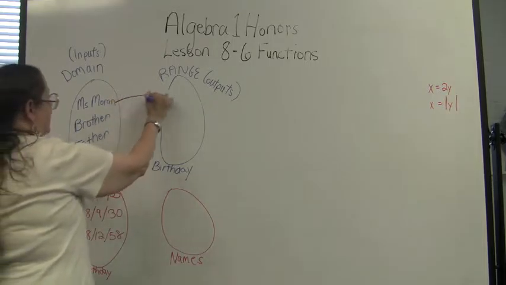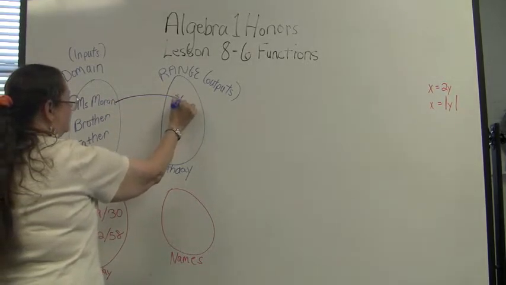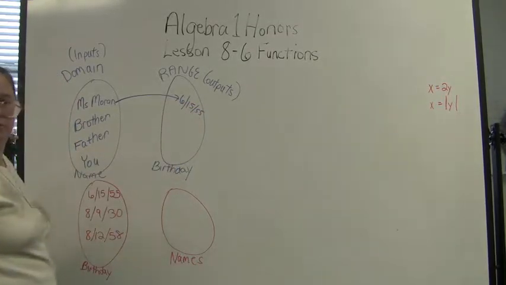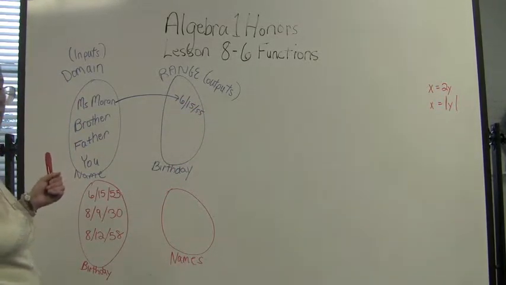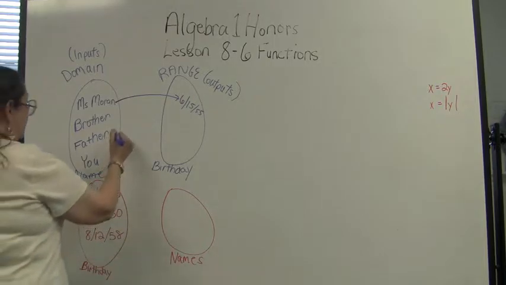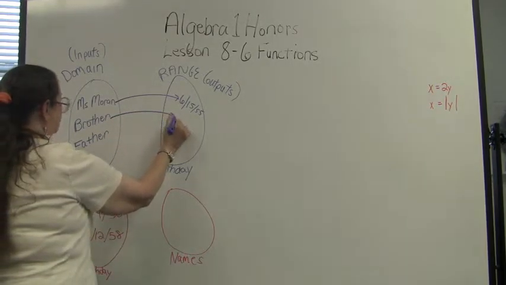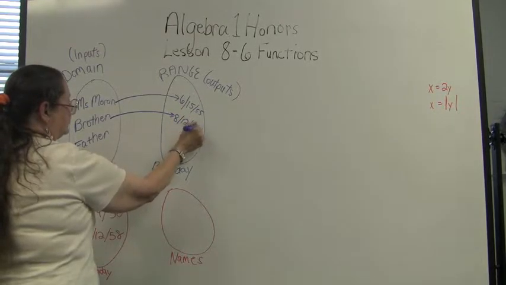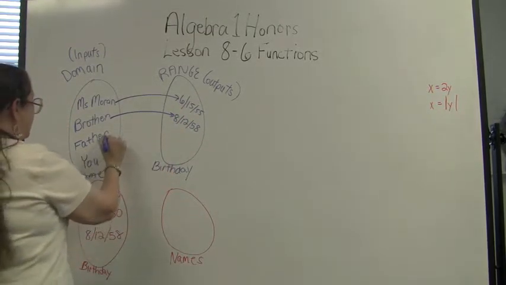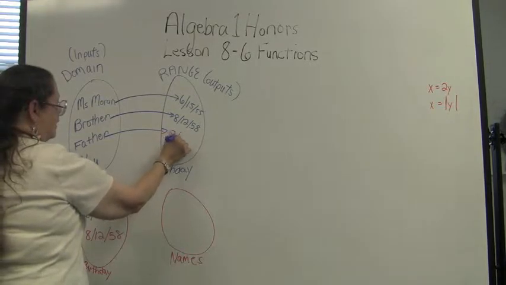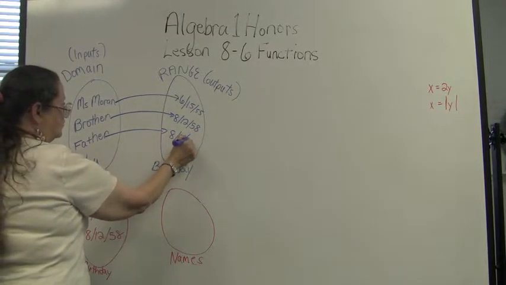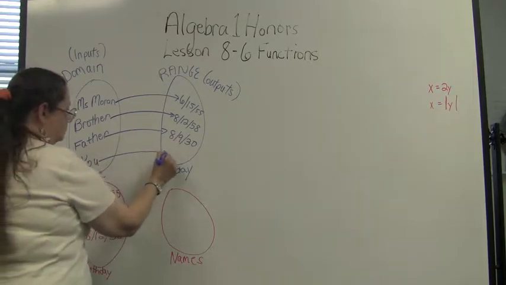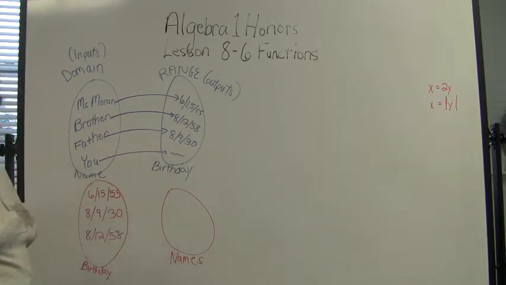Well, mine would map over here in the range to 6/15/55. That's my birthday, June 15th, 1955. Now, my brother would map to August 12th, 1958. And my father's would map to August 9th, 1930. And yours would map to whatever your birth date is.